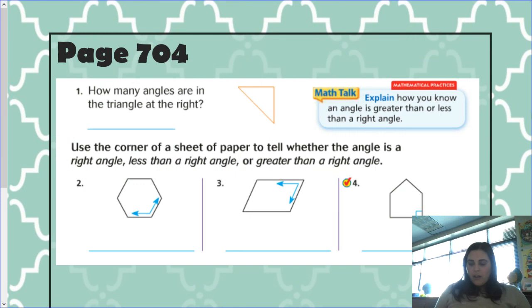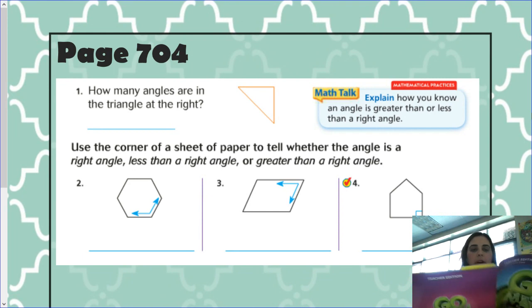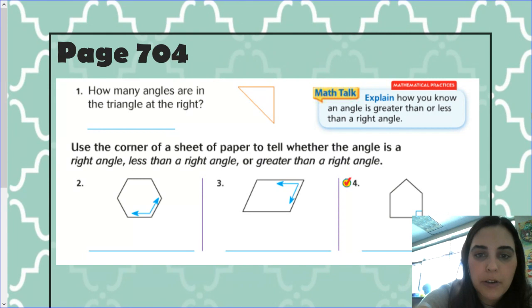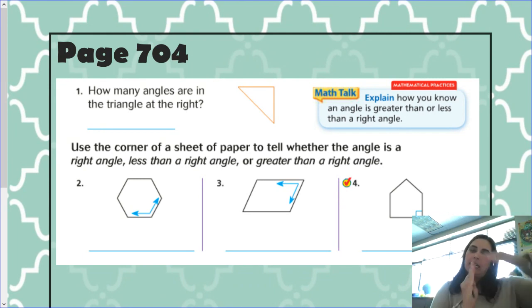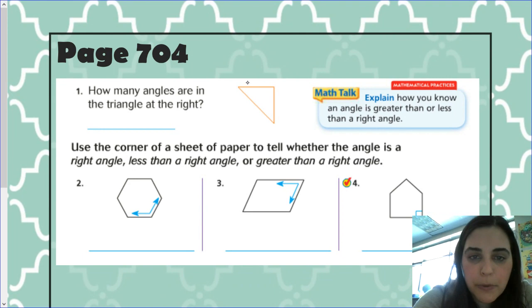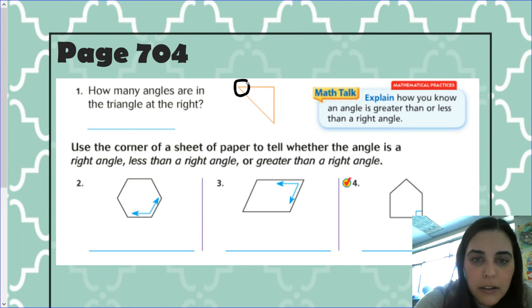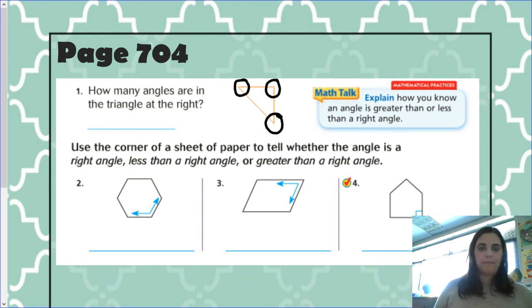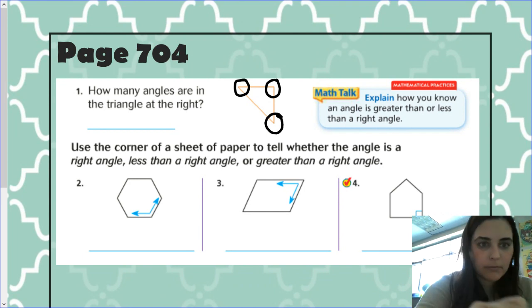Okay. So we're on page 704 now. 704. Number 1 says, how many angles are in the triangle at the right? Well, let's go ahead and circle them. So every time 2 lines meet at an endpoint, there you have an angle. So we can count. There's one right here, one right here, and right there. So how many angles is that? Well, it's 3.